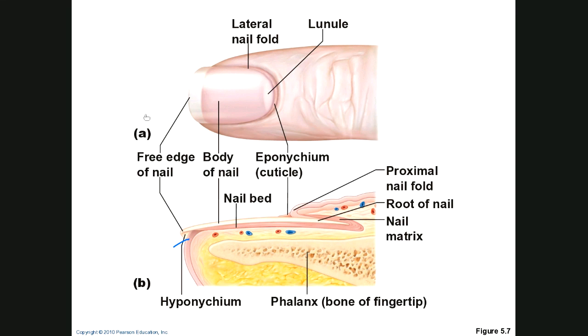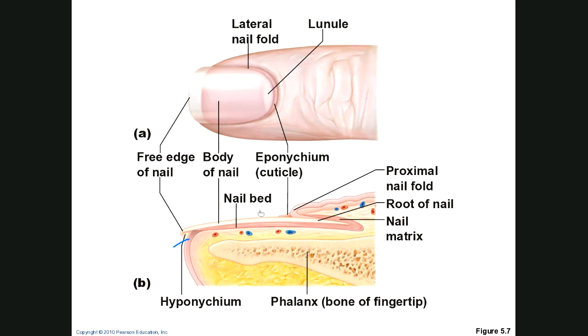The body of the nail. Eponychium is your cuticle right here. Proximal nail fold, the root of the nail here. And this is the body of the nail. Lunula here. Underneath this is your nail bed, and underneath this is the third phalanx of the fingertip. Little fat, a lot of vascularity in between.